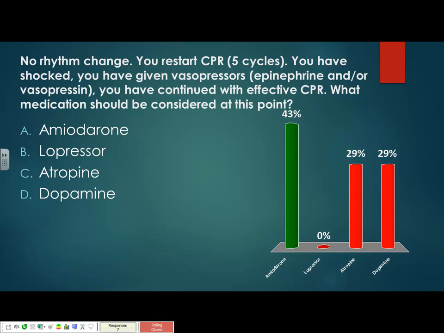Atropine, what is that? Yeah, it acts on the SA node and speeds your heart rate up. We don't really need any more help speeding up anything, right? Then dopamine, what is it? Well, it does have chronotropic properties, and it also has inotropic properties. So it speeds the heart up, and it makes the heart contract harder, right? So right now, we need amiodarone.